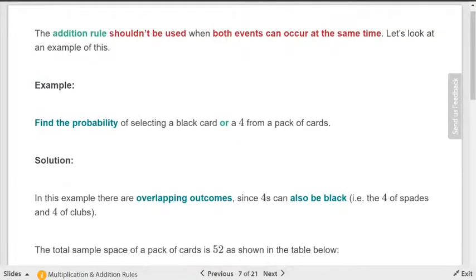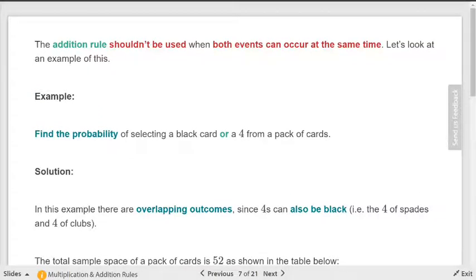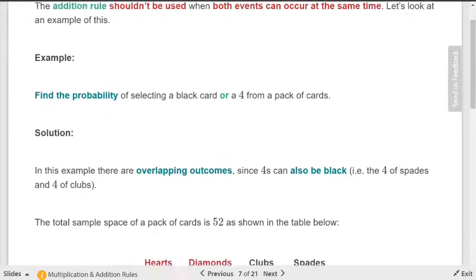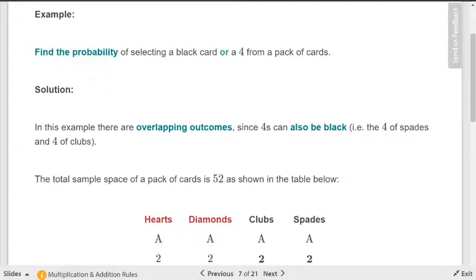Okay, here we go. The addition rule should not be used, so there's always an exception, when both events can occur at the same time. Let's look at an example of this. Find the probability of selecting a black card or a 4 from a pack of cards.